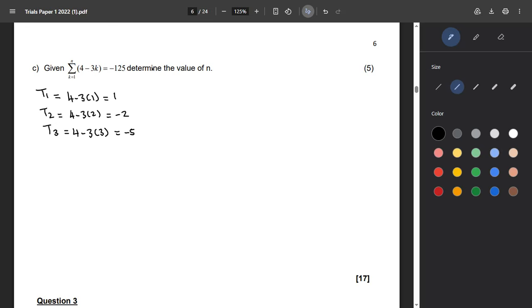Okay, so I can see that the sequence goes like this: 1, minus 2, minus 5. So if we look at T4, this will be 4 minus 3 into 4. That's 12. So it's 4 minus 12. That's minus 8. Okay, so now if this is minus 8, we don't know where the sequence is ending. But we know that the sum of this sequence, they give us negative 125. We are coming back to that part.